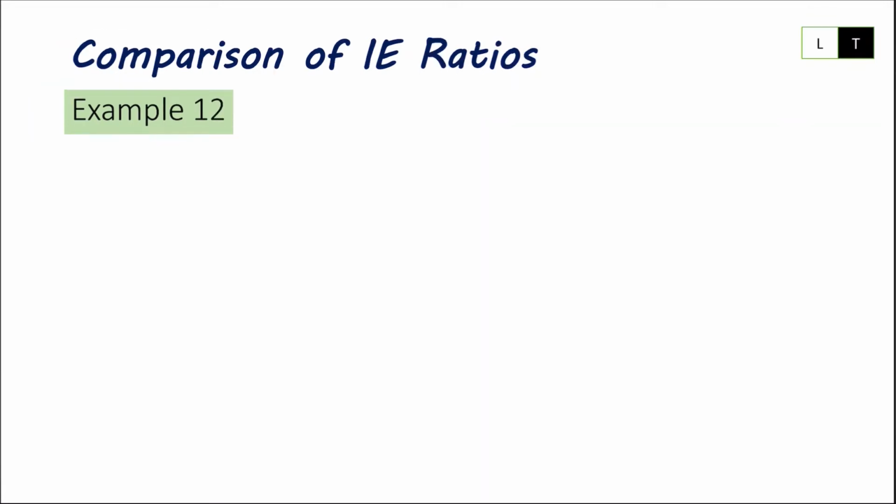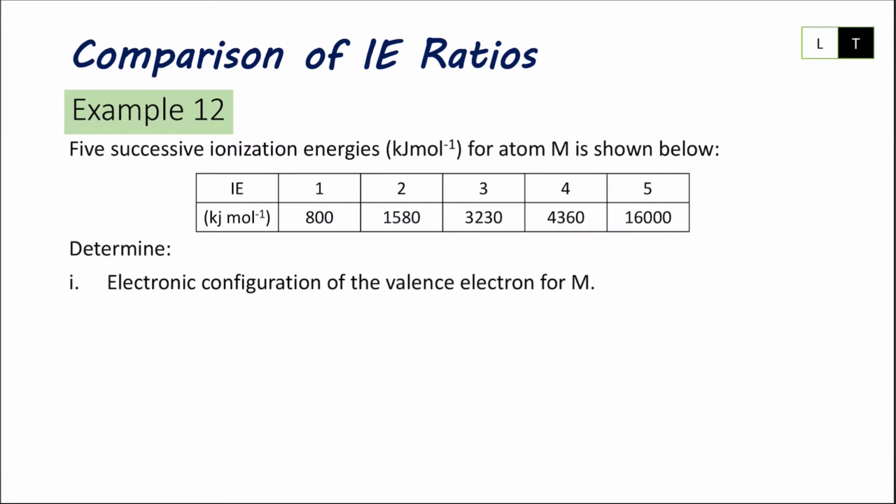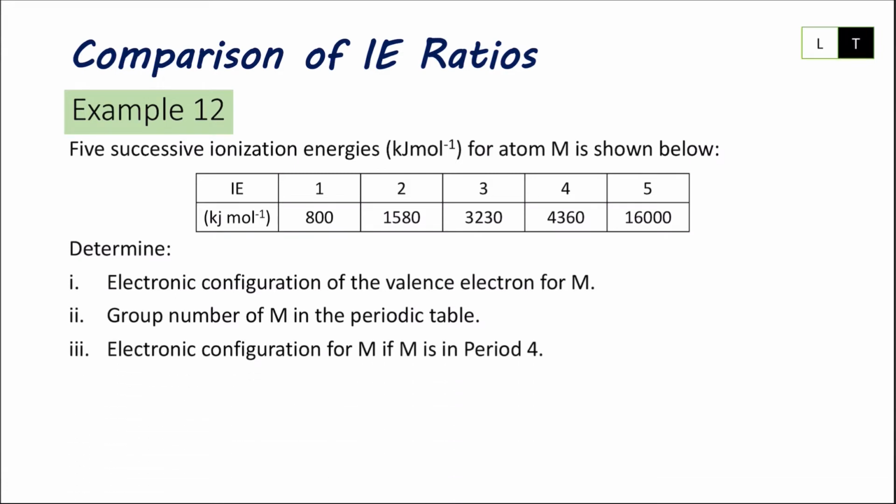Now, let's try one more example. I have here 5 successive ionization energies in kilojoule per mole for atom M. So right now, you need to determine the electronic configuration for valence electron for M, group number for M, and the full electronic configuration sekiranya M is in period 4. Now let's do this one by one.